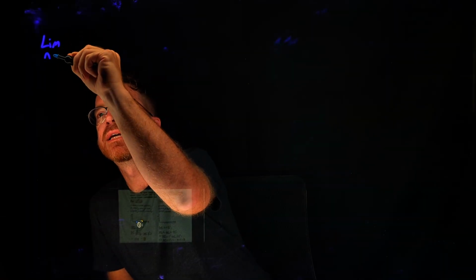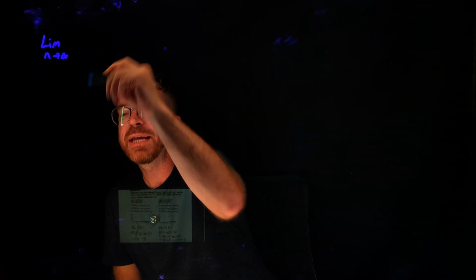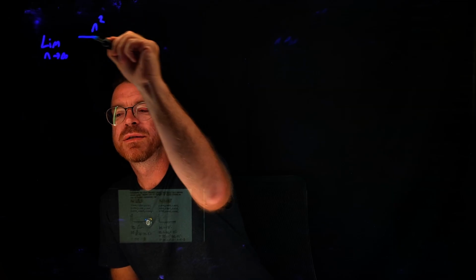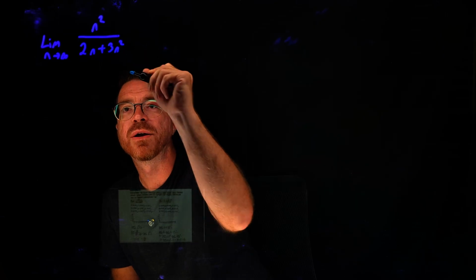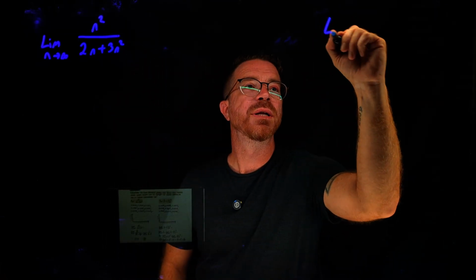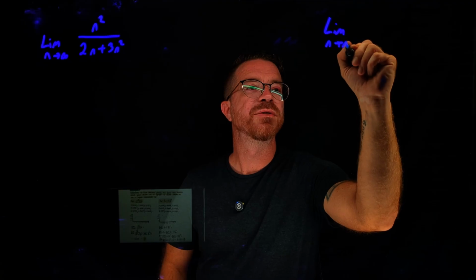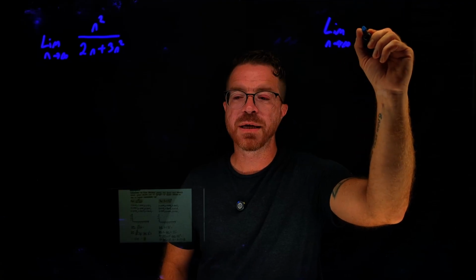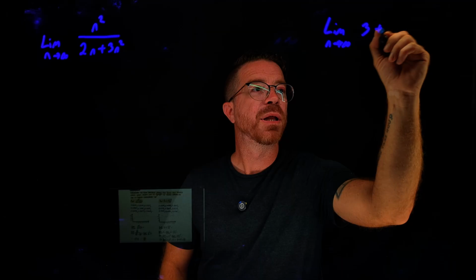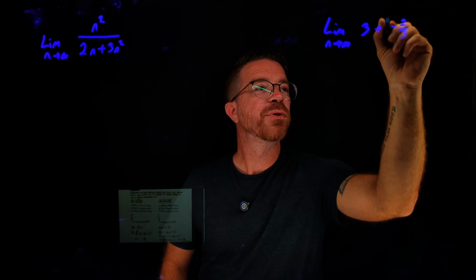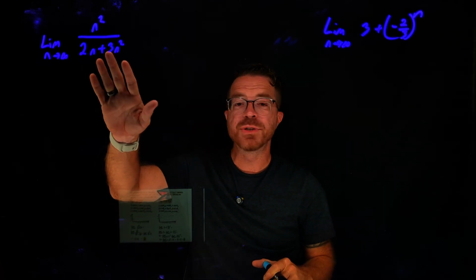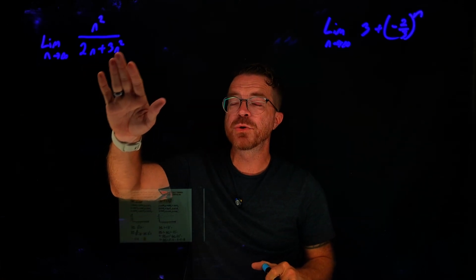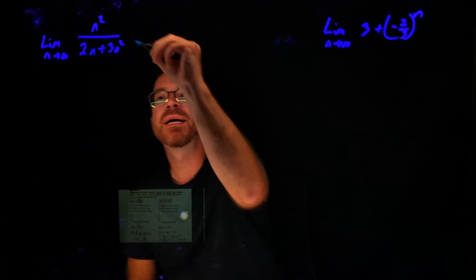So if we were to take the limit as n approaches infinity of our an, which was n squared divided by 2n plus 3n squared, and our second one is the limit as n approaches infinity of bn, which was 3 plus minus 2 over 3 to the nth power. So for this first one, I'm going to use that trick we talked about earlier. I have an n squared in the denominator. I'm going to divide everything by n squared.